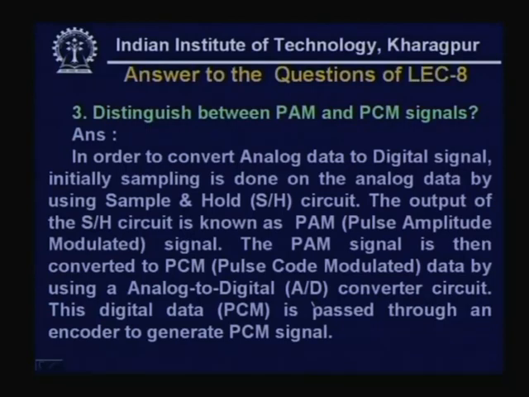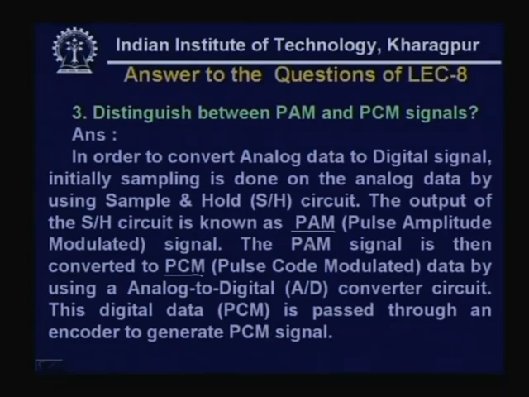Answer is, in order to convert analog data to digital signal, initially sampling is done on the analog data by using a sample and hold circuit. The output of the sample and hold circuit is known as PAM signal. The PAM signal is then converted to PCM signal. So, PAM is essentially an intermediate step to get the PCM signal.